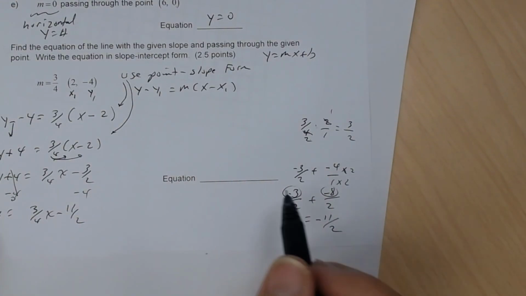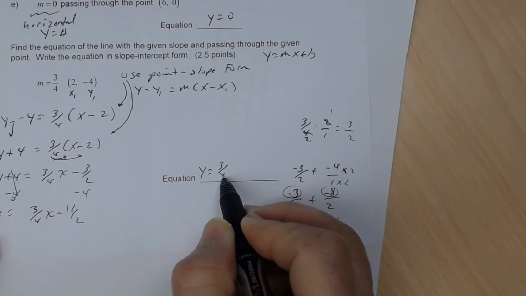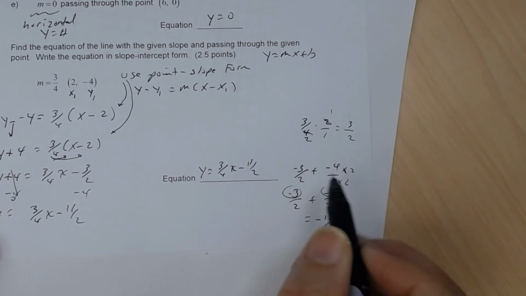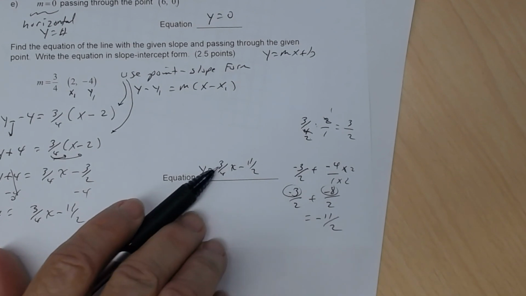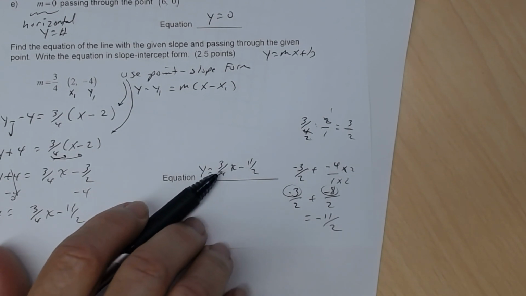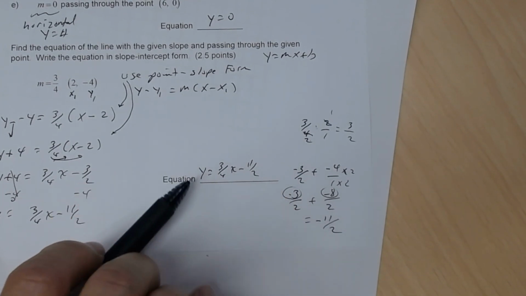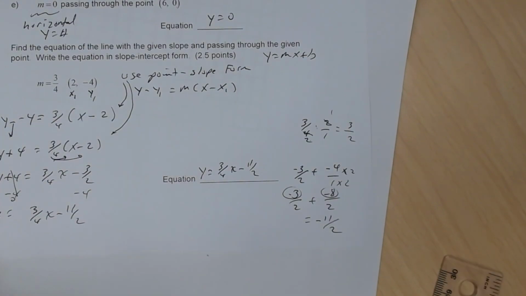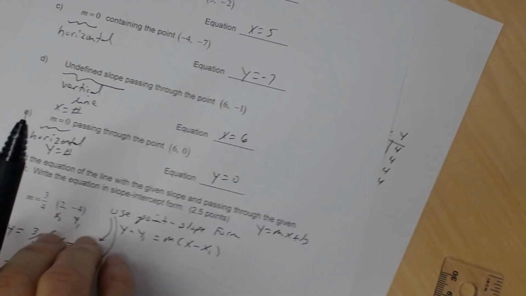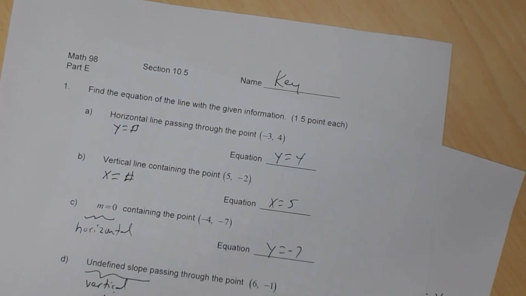And so there's your slope-intercept form: y equals 3/4 x minus 11/2. And always verify that this slope here, remember once you get y by itself, the coefficient of x is your slope, mx. So make sure that this right here matches what you're told the slope is. Okay, and so that takes care of the key to worksheet 10.5, part E.